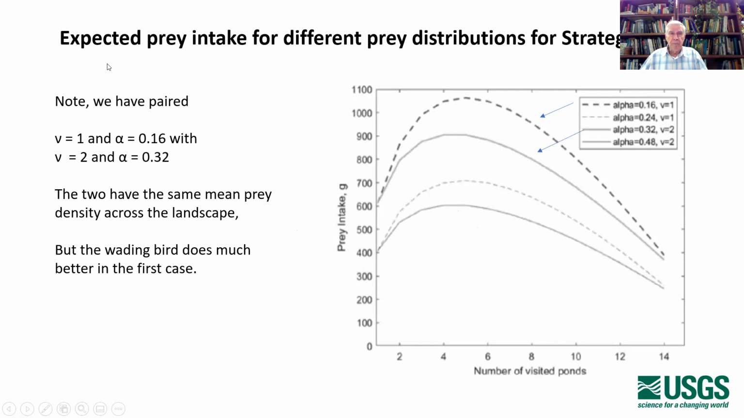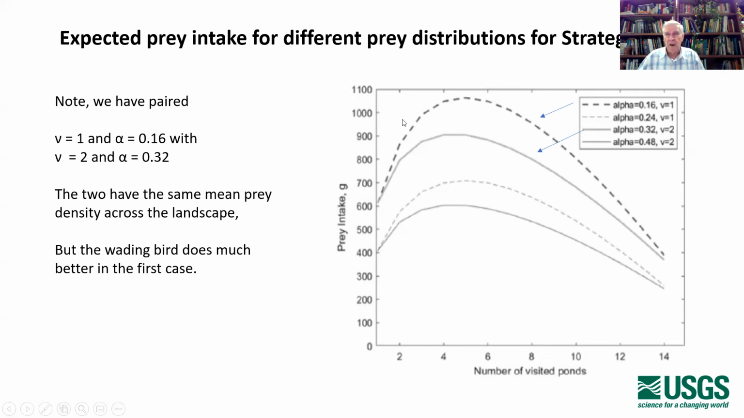And we can again compare the different expected prey intake for different prey distributions as governed by the gamma distributions. Note that we've paired this curve and this curve. The top one is nu equal 1, alpha equals 0.16. The other is nu equal 2, alpha equals 0.32. Both give the same mean prey distribution across the landscape.